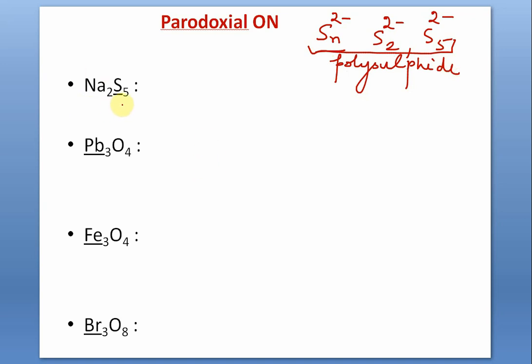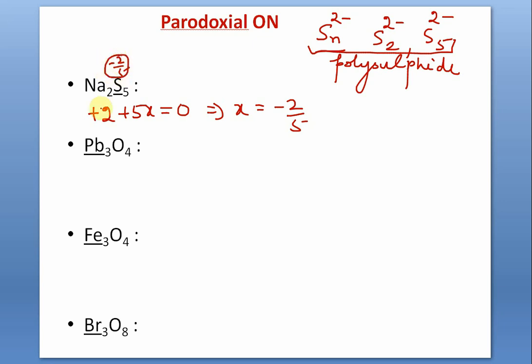So what you get will be fractional. For example, we find by X method, sodium is +1, so 2 plus 2 plus 5x is equal to 0. So we get X is equal to -2 by 5. So you can write that, no harm.